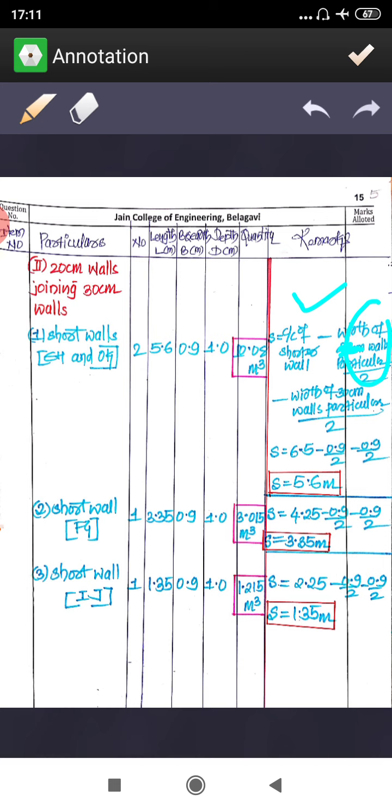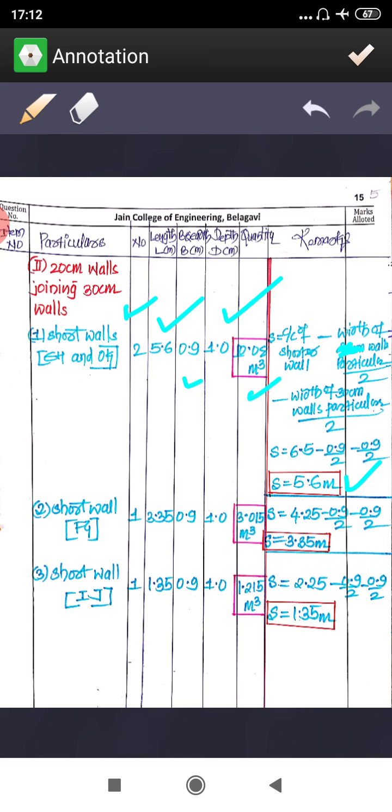30 centimeter walls particular means that foundation detail of 30 centimeter walls particular you have to take, not the 30 centimeter, right? So here I have shown that. See here, center to center is 6.5, then 0.9 from one side and 0.9 from one side, it is going to be 5.6. So that you have to take. So 5.6 is the length here, 2 numbers into 5.6 into 0.9 into 1, it is 10.08 meter cube.